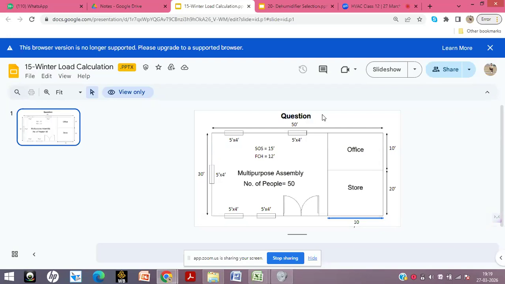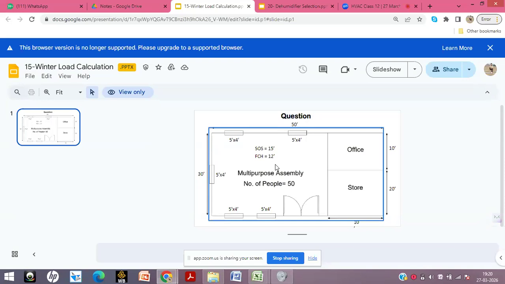So during the design condition of this winter load calculation, we have to see certain things. It will be almost similar to the last meeting's heat load calculation, but a few changes will be there. First of all we need to see the area of the room, how much area, then the outdoor temperature and indoor temperature.